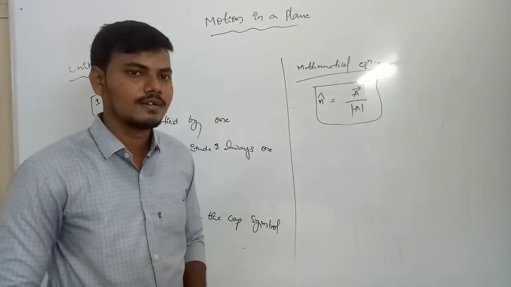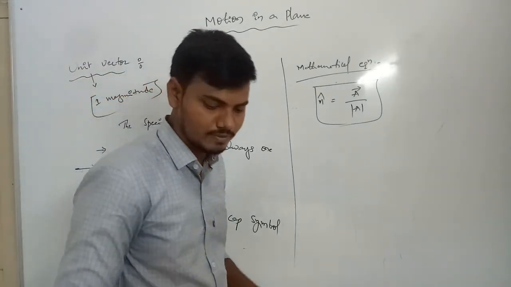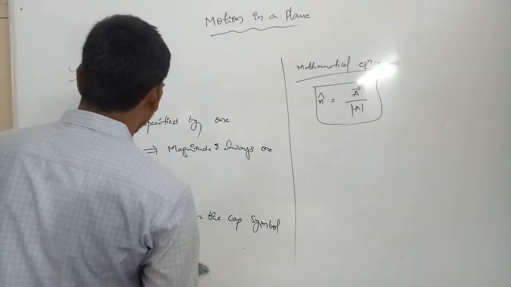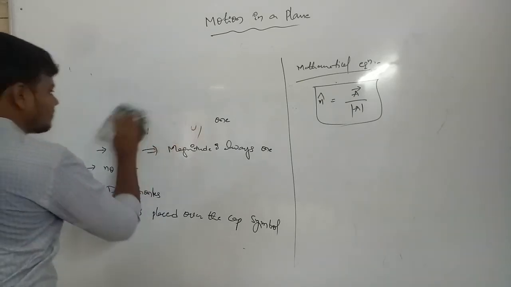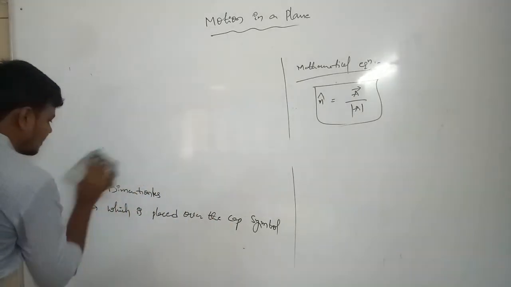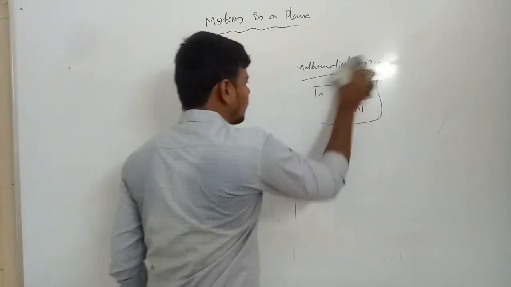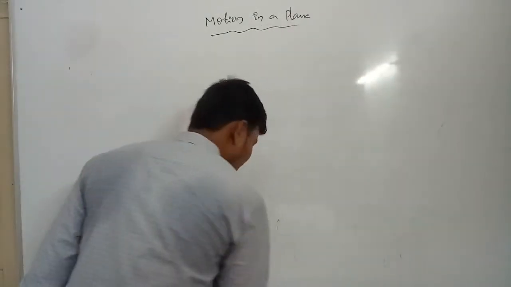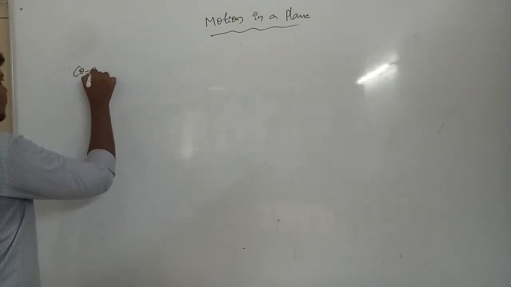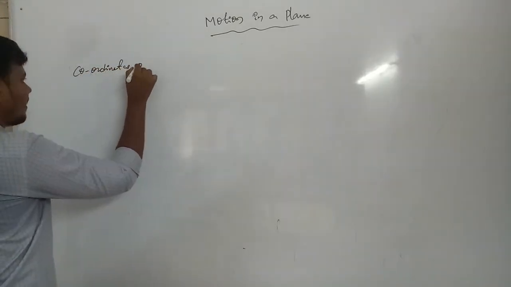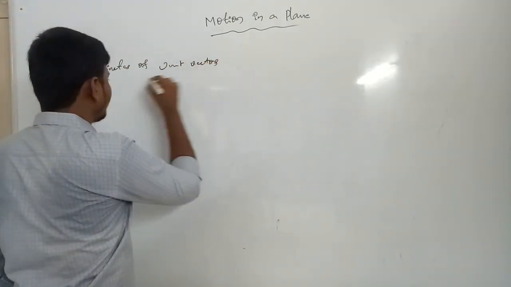Again, we are introducing the coordinates of the unit vector. Coordinates means the x axis, y axis, and z axis. Now what is the x axis, what is the y axis, and what is the z axis? We will see where these coordinates are introduced in these phenomena. The coordinates of unit vectors.